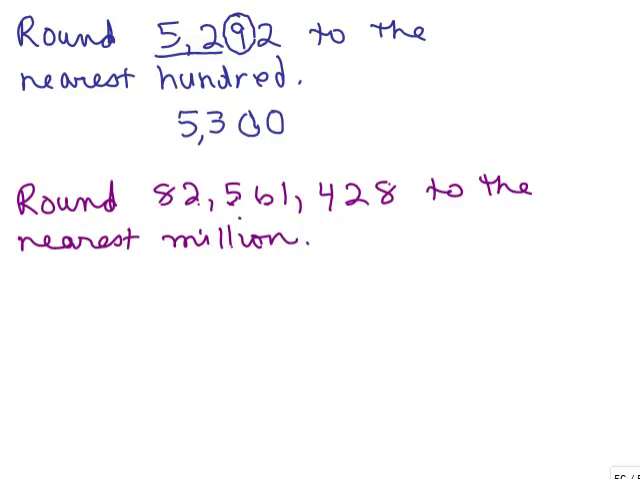All right, try this one. Round 82,561,428 to the nearest million. Okay, so the millions place is this 2 right here, so I underline those. The question is, is that going to stay 82 or is it going to round up to 83? We look at the next digit. Remember, if it's a 5 or more, it rounds up. So this will become 83, and then all the rest of these 6 digits become zeros.